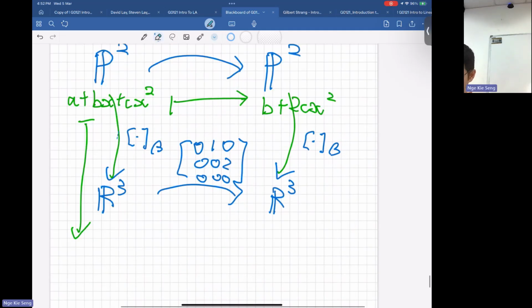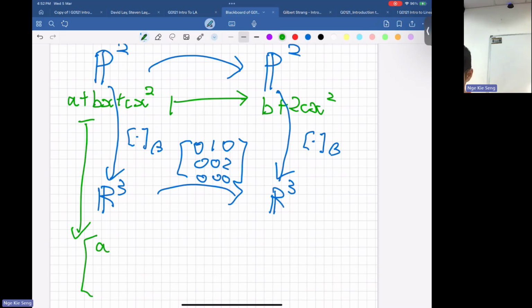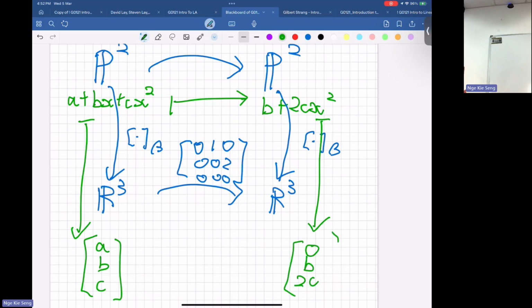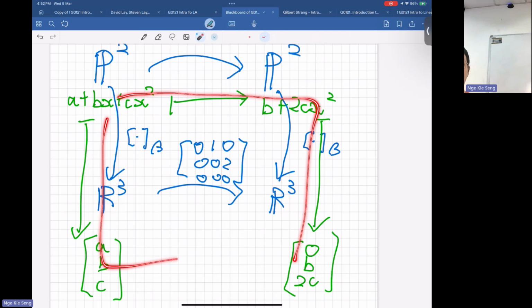Then use the blue arrow for the spaces. Okay, so if we go down this green route, we should get A, B, C. If we go down this other route, we get 0, B, and 2C. What do we want to do? We want to close this loop. We want to make these two paths equal.